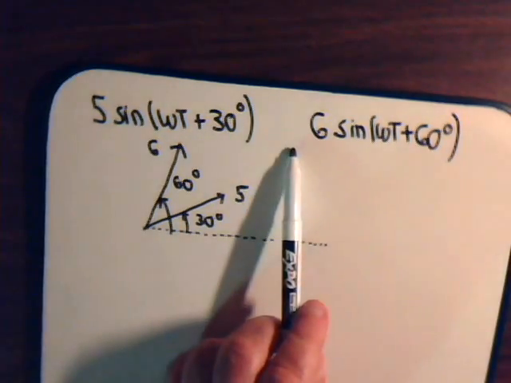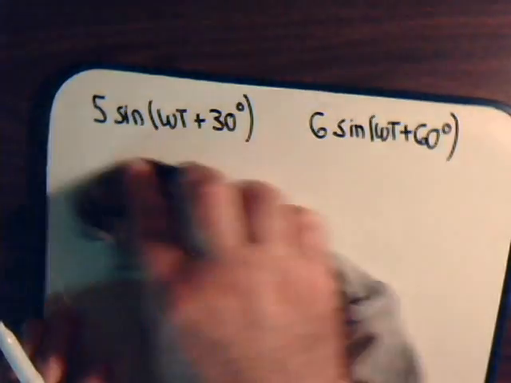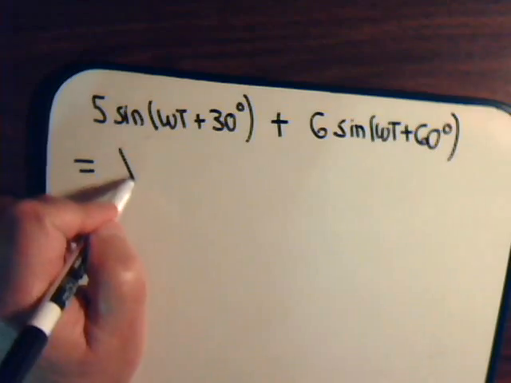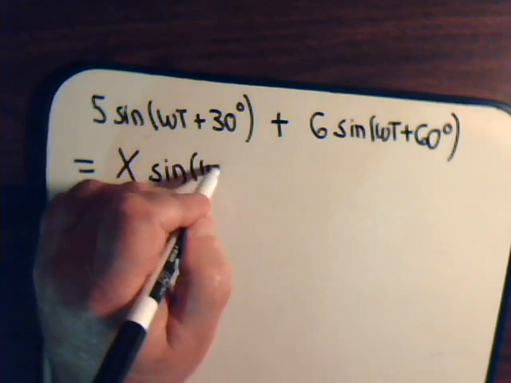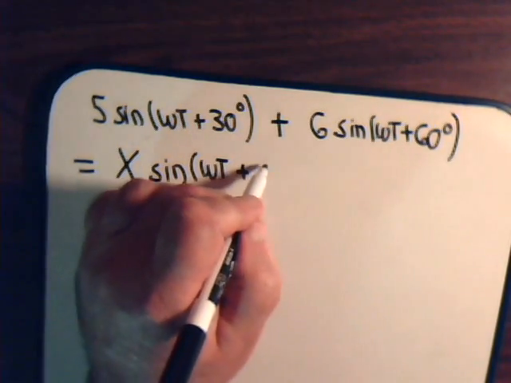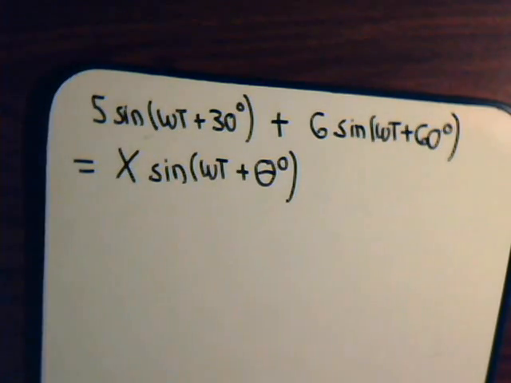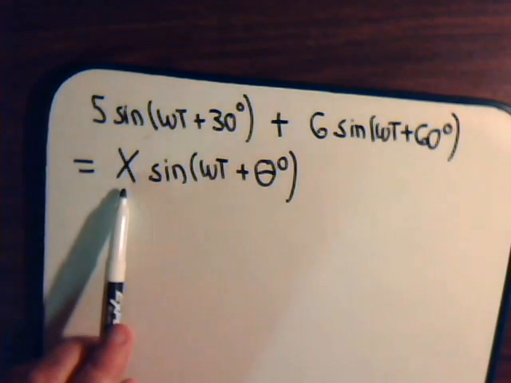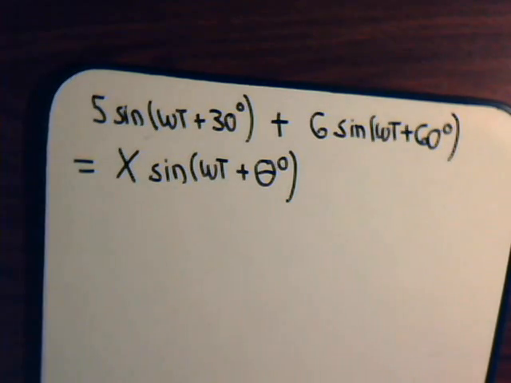Suppose you wanted to add these together, so we have this plus this. That's going to equal something, we don't know what it is, times the sine of omega t plus some phase angle. We don't know what that phase angle is. So there's two unknowns to be determined. If we add these sinusoidal waves together, what will be the amplitude of the new one and what will be the phase angle? Well, we can figure this out a lot easier actually from the phasor diagram.